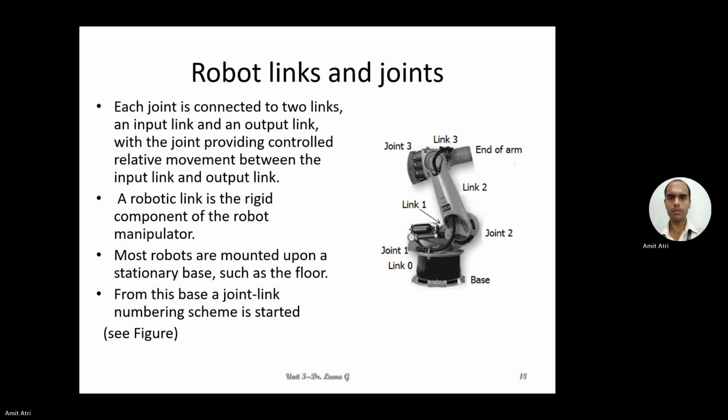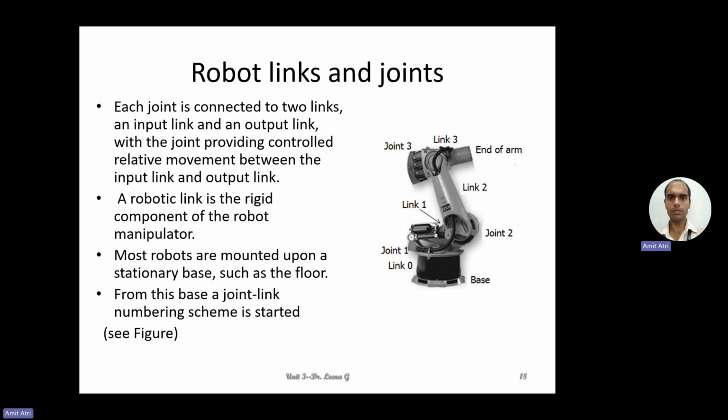Then link 2 and joint 3. So between joint 2 and joint 3, there is link 2. After that, from joint 3, there is link 3 and then the end of the arm. Here we will be connecting the end effector or the tool.